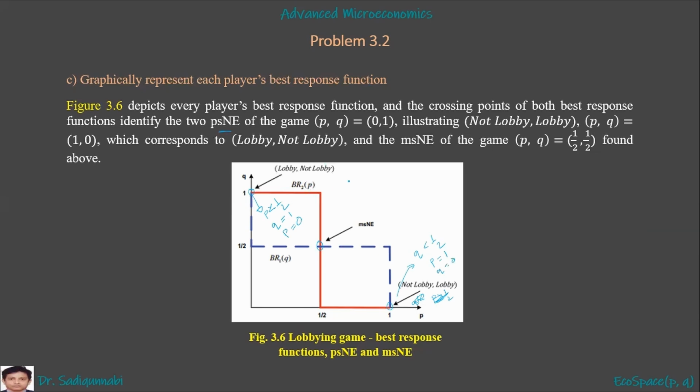So pure strategy, this pure strategy means Q equals 1, P equals 0. This pure strategy is P equals 1, Q equals 0. And this is MSNE, and MSNE represents half for P, 1 minus P, and again half for Q, 1 minus Q. So this ends 3.2.